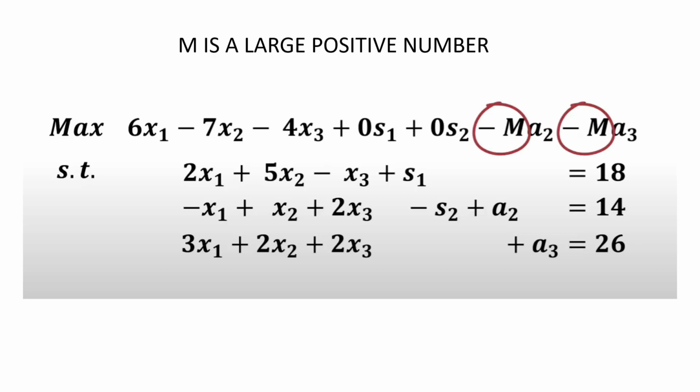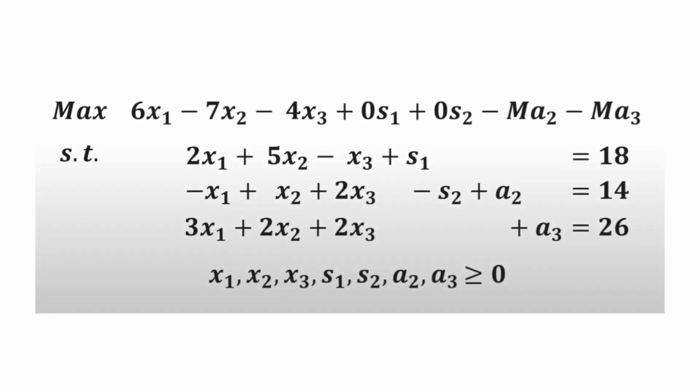Since we don't want the model to keep the artificial variables in the solution, we include them in the objective function with a very large negative coefficient, or large cost, which we denote as negative M. Now, M is a very large positive number. You can think of a large number like 1 billion, and all variables are non-negative. Now, the problem is in tableau form.